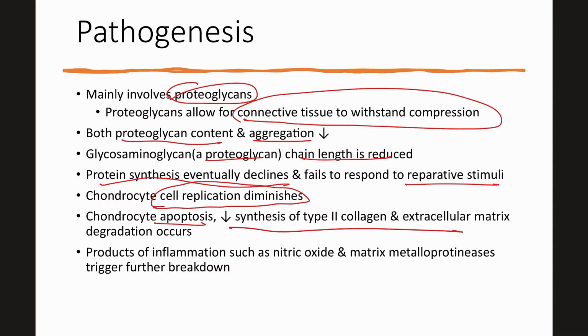Decreased synthesis of our collagen and extracellular matrix occurs. So all this good stuff, the collagen that we want, the matrix that keeps our bones strong, those are all starting to be reduced, and further degradation of the bone occurs. Products of inflammation, nitric oxide, and matrix metalloproteases further cause more breakdown of the bone. So this is what happens with osteoarthritis. This is OA. Keep it straight because rheumatoid arthritis is totally different.